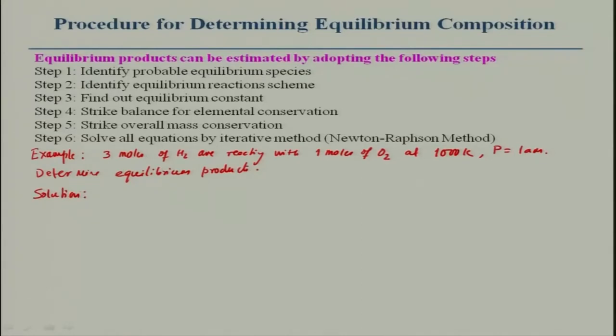So, if you look at what is happening, 3 moles of hydrogen are reacting with 1 mole of oxygen going to the products, right. Of course, what will be the product? That means, first, step 1 is to identify the specific probable species at equilibrium.